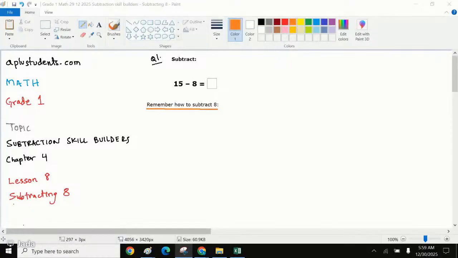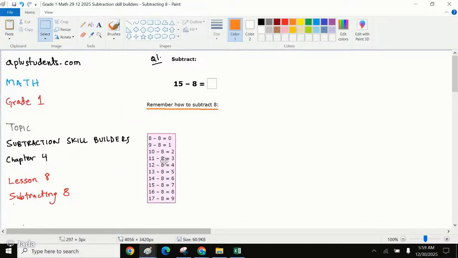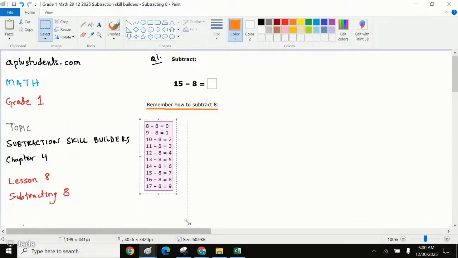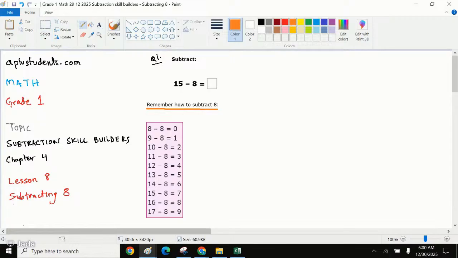So the grid that is given for our help is this. We can see that this is minus 8, subtract 8, subtract 8, and subtract 8. So over here, we can say that 15 minus 8 will be 7, right? So we can always give our answer as 7 over here. Okay, if we remember this grid, we can do that as well.